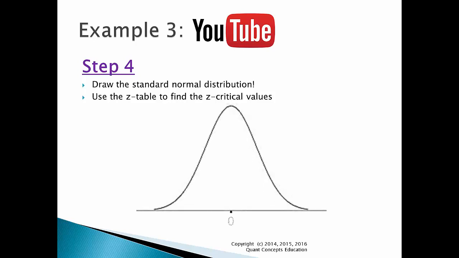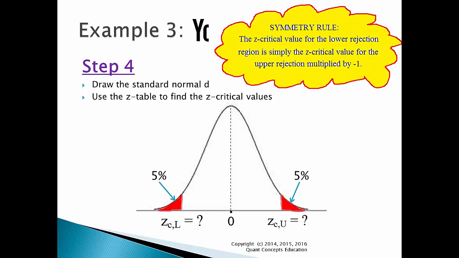Okay, so this is a distribution in the standard normal distribution space. Notice that the mean is now 0. Now the question here is, what is the upper Z critical value and the lower Z critical value? This might look like we have to find two critical values, but in fact, we only have to find the value of one of them. Why is this? Because we can invoke the symmetry rule. The Z critical value for the lower rejection region is simply the Z critical value for the upper rejection region multiplied by -1. This is because the distribution is symmetrical around 0, like a mirror image.